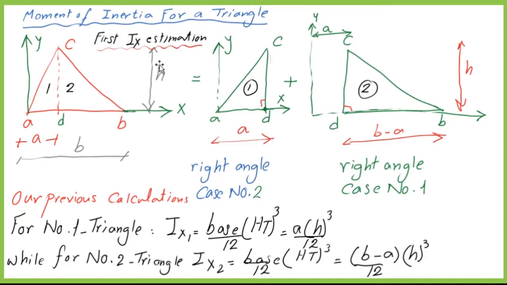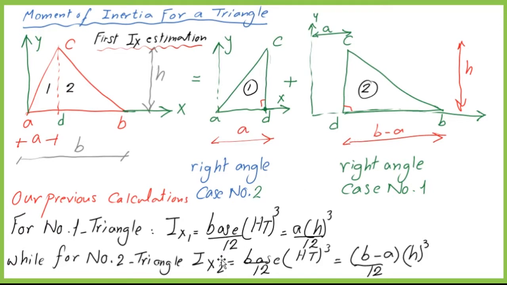In order to estimate the moment of inertia in the x direction, we are going to write down the expressions which we have obtained previously. For triangle number 1, we have Ix1 equal to the base multiplied by the height raised to the power of 3 divided by 12. Our base is a and our height is h. So we have Ix for the first triangle equal to a h cubed divided by 12.